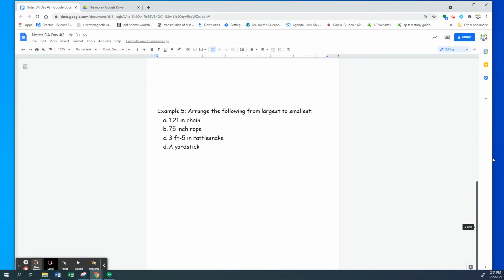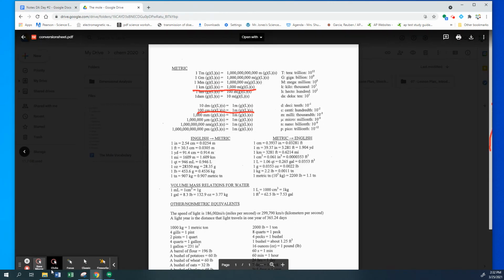For our very last example, it says arrange the following from largest to smallest. So what we need to do is convert all of these to a common measurement. So we need to go from meters to something, inches to something, feet and inches to something, and then yardstick to something. So let's look for a common conversion factor that we can go. Remember, we have meters, inches, feet and inches, and then a yardstick.